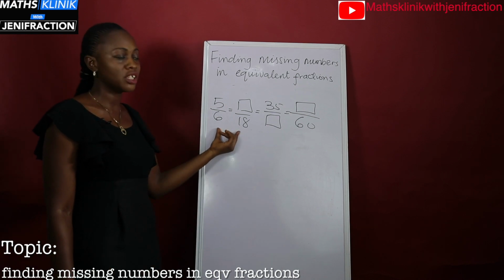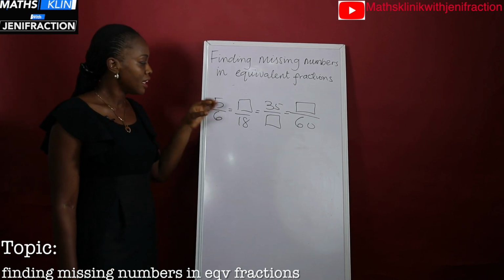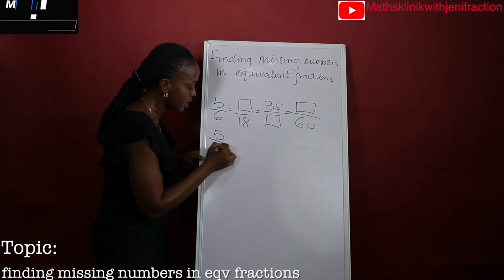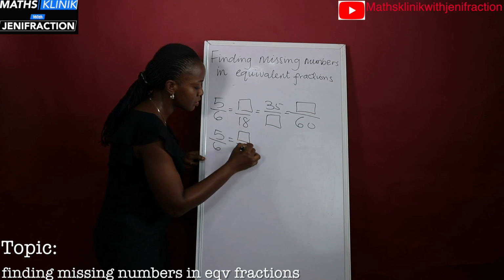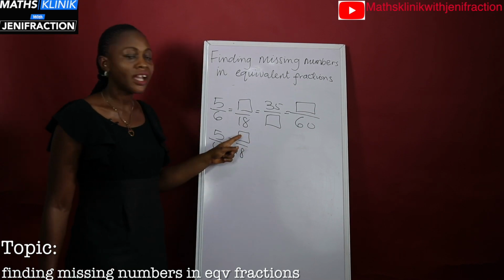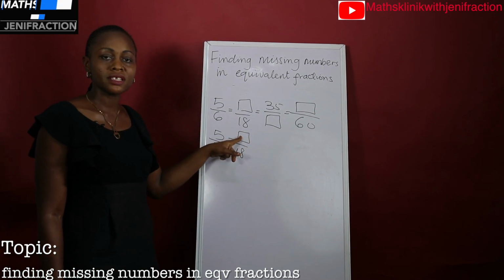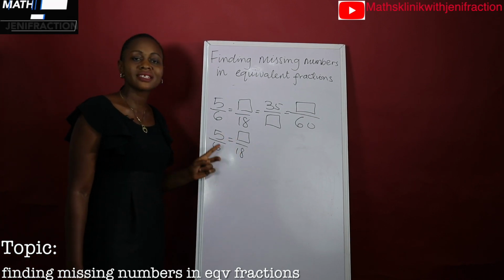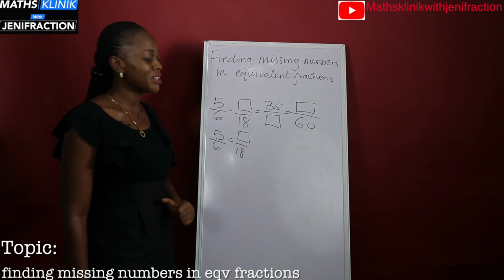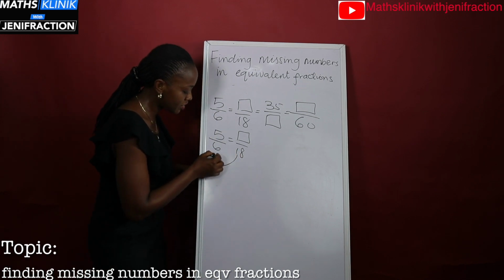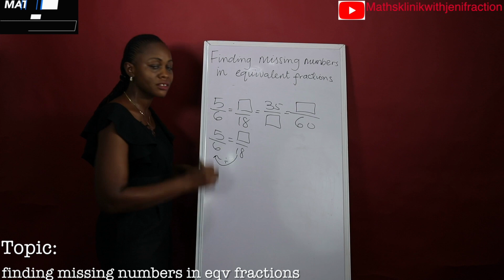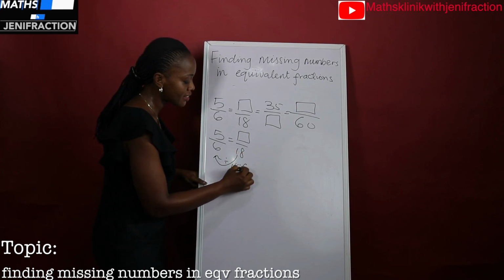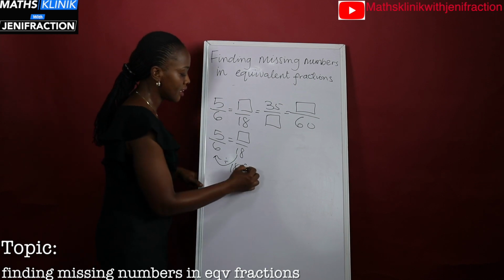So what do we do in the first part? Let's take this first part. Our main fraction is 5/6 equals box over 18. Here, the numerator is missing. So what do we do? Can we remember? You first divide your denominators. So we first divide our denominators. 18 divided by 6. And that is 3.